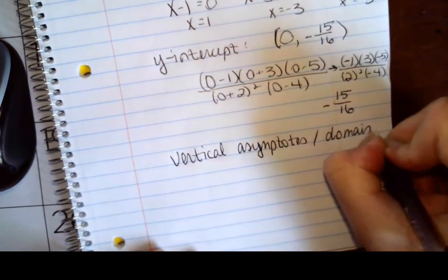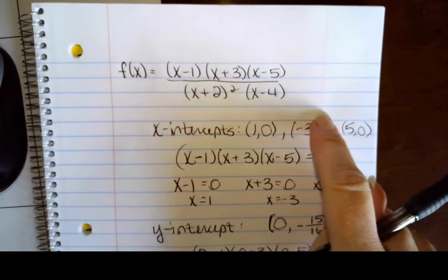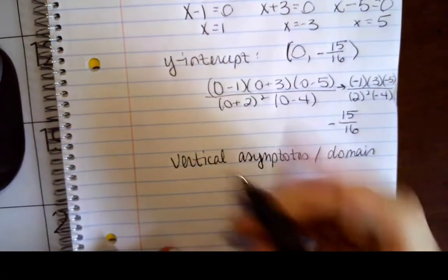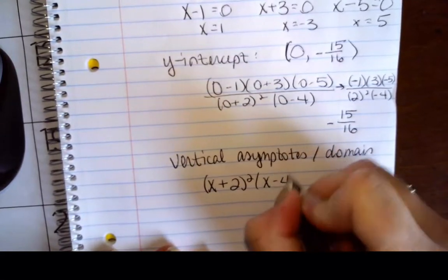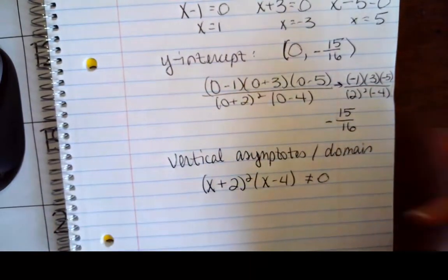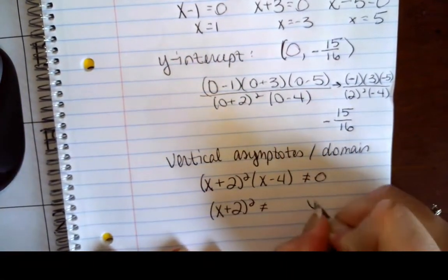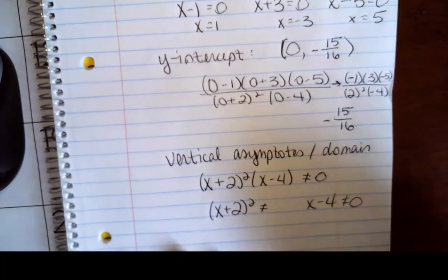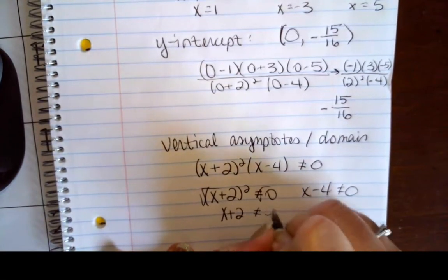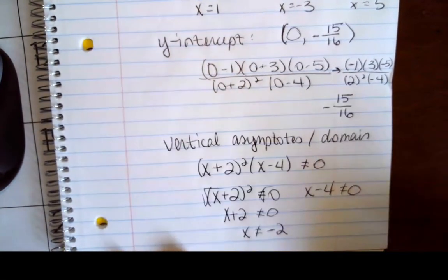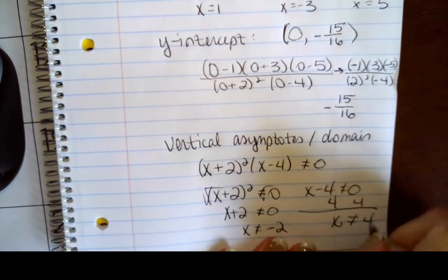Domain. Okay, so how do I do that? I'm going to take my denominator. I'm going to say you absolutely cannot be 0. So I'm going to take each factor and say each factor cannot give me a 0. Okay, so I'm going to square root both sides. So I get x plus 2 cannot be 0, which means x cannot be -2. I'm going to add 4, so x cannot be 4.